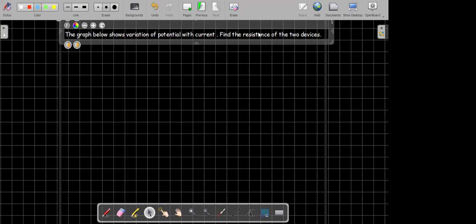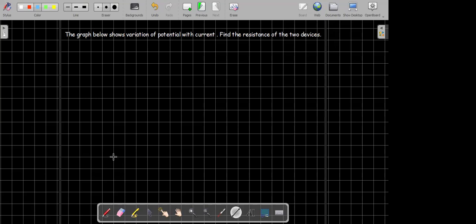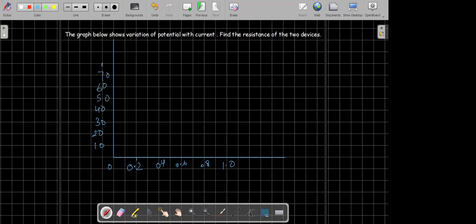So you are given here the graph between potential and current of two devices, and you need to measure their resistance. So here I give you the graph. This is 0. You have 0.2, then you have 0.4, 0.6, 0.8, and here you have 1.0. Here you are given the values as 10, 20, 30, 40, 50, 60, 70, 80.